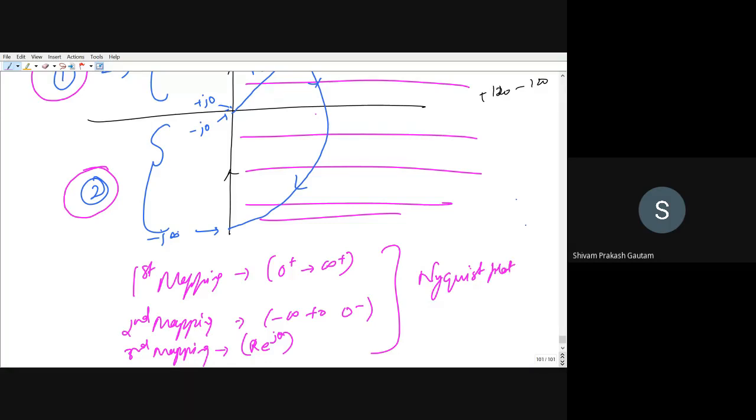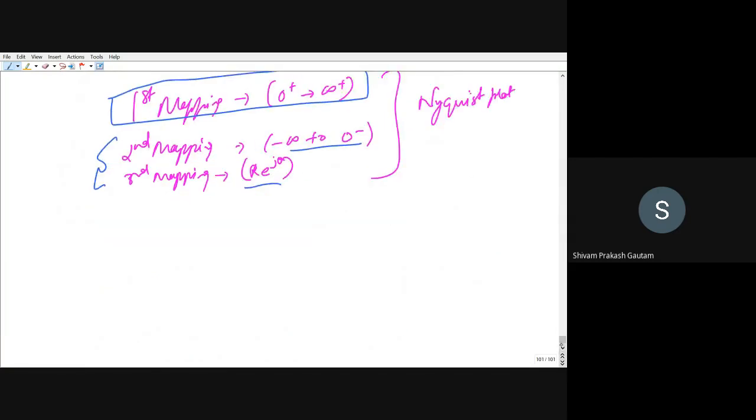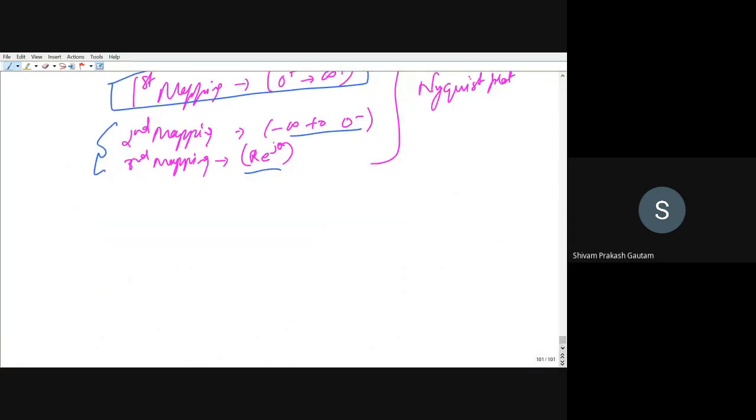If you remember, in the polar plot we only focused on the positive frequency. We only varied the frequency from 0 to infinity. But in the Nyquist plot, we have to add these two parts as well, that is the negative frequency as well as the semicircle of radius r. That is, you have to cover the whole right hand side of the S plane. So this is the Nyquist contour. Now we will see how to map these three parts.